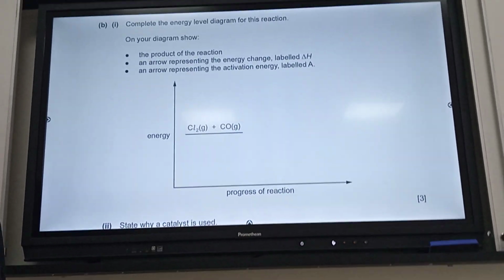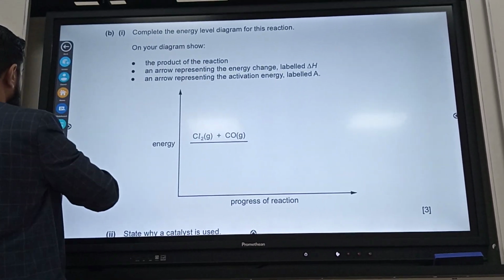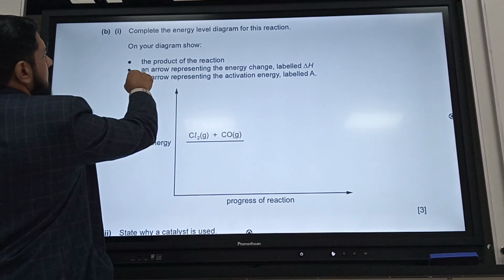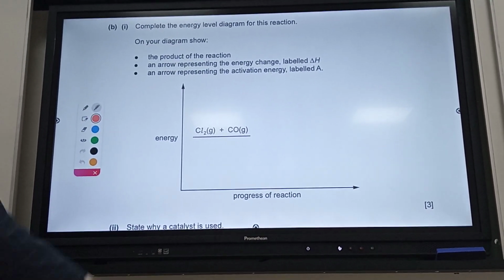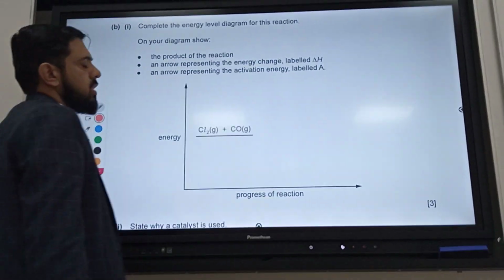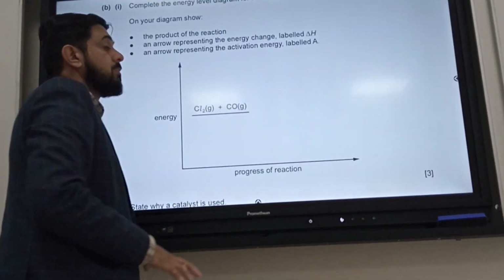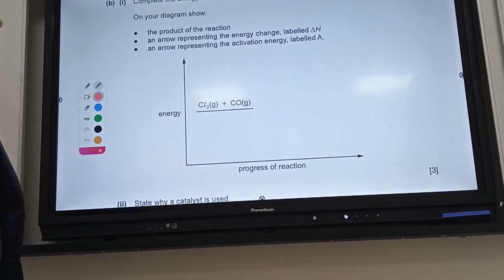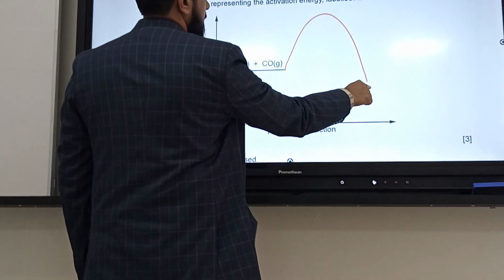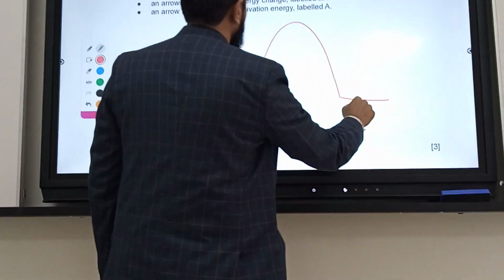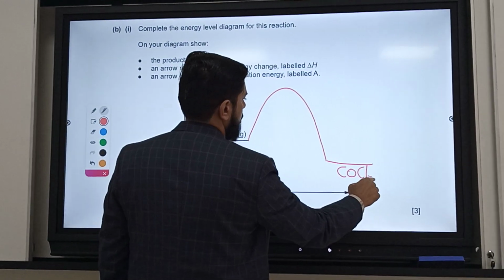So I'm going to the next part, the energy profile diagram. He says to complete the diagram and show the product of the reaction, an arrow representing the energy change labeled as delta H, and an arrow representing the activation energy. So we have to represent three things. First of all, remember the main reaction was exothermic. It means the reactant level is higher as compared to the product level. So like this, here we have to show the product. The product was phosgene gas, COCl2.